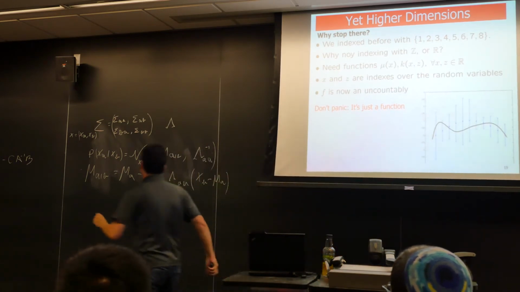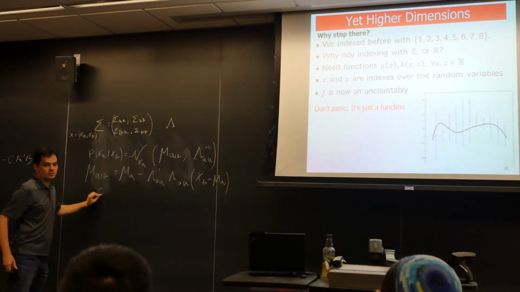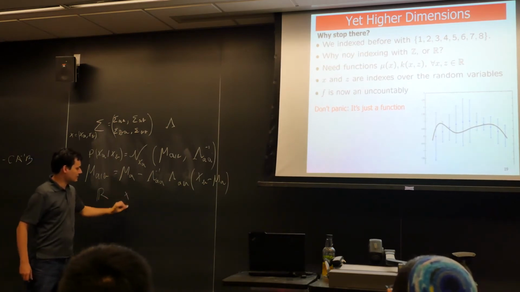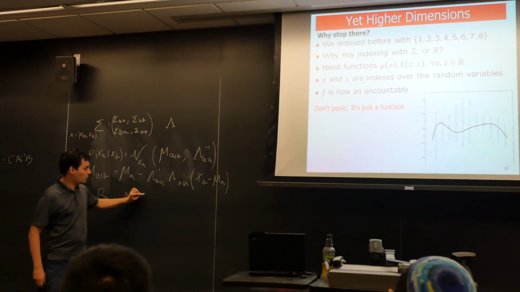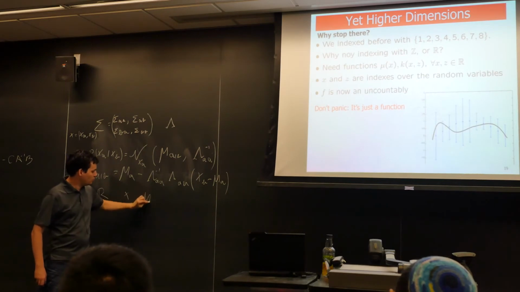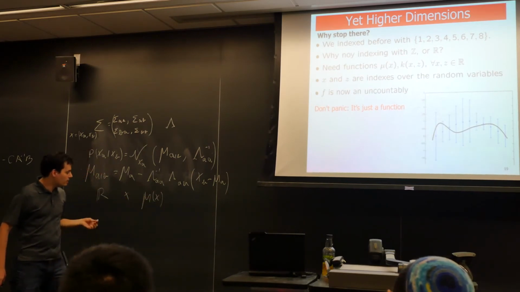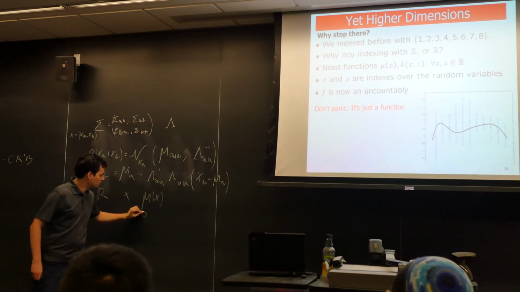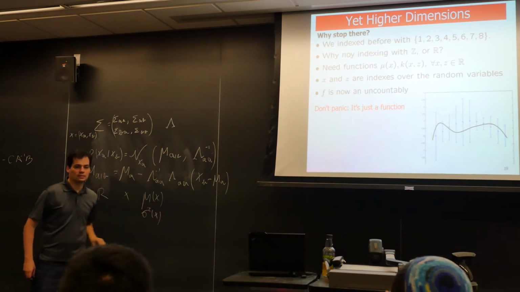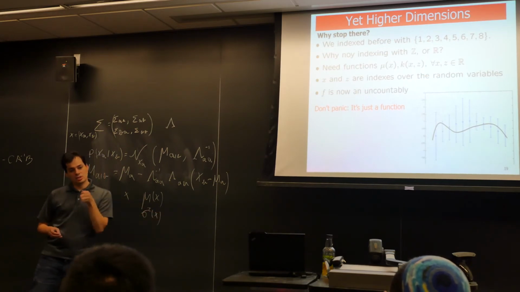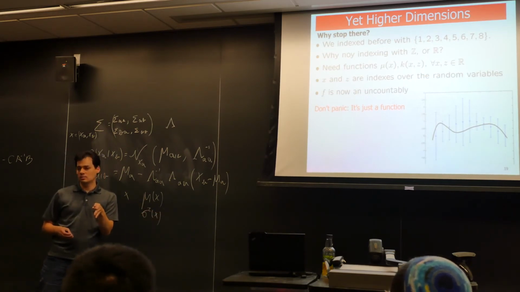the index set will be all the real numbers. For index x, the mean of the Gaussian will be, say, mu x. The variance of that Gaussian will be sigma squared x. So at each location x, I can define a Gaussian distribution.